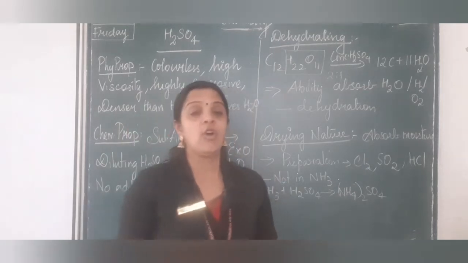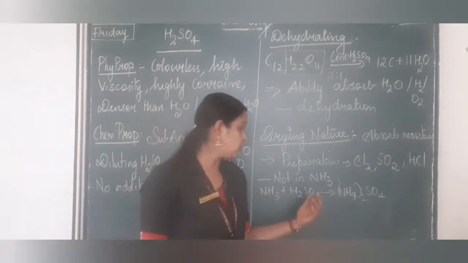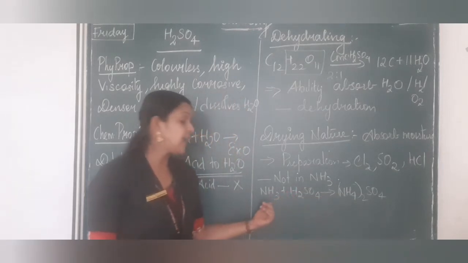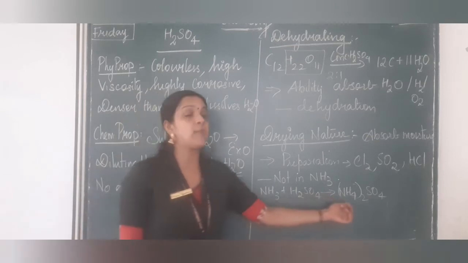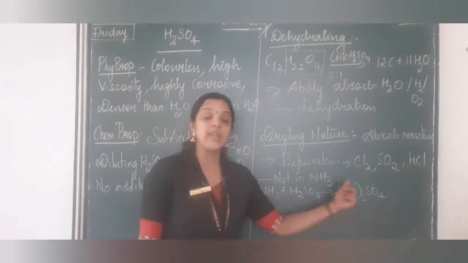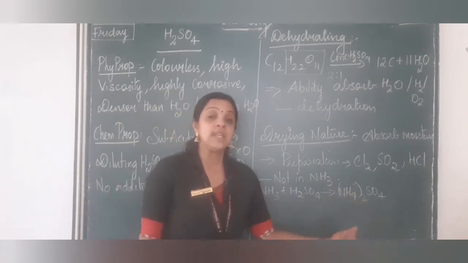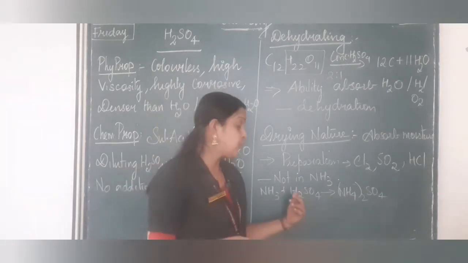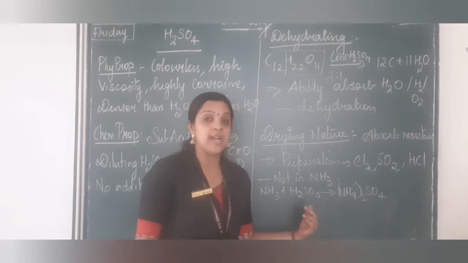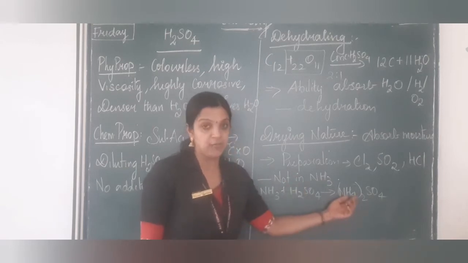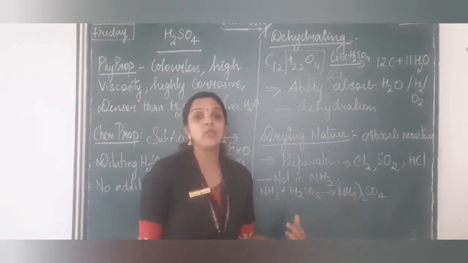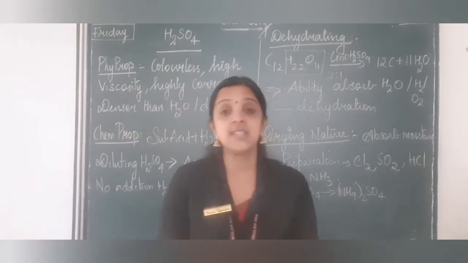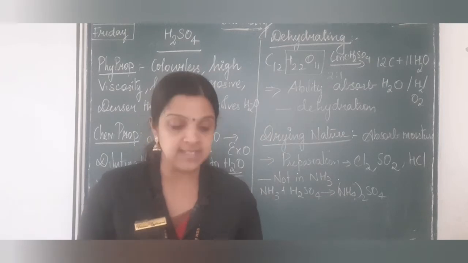Simple reason: in any preparation of ammonia we don't use sulphuric acid, because sulphuric acid can react with ammonia to form ammonium sulphate. Once this ammonium sulphate is formed, we will not be getting our desired product, that is ammonia. We want the production of ammonia and not ammonium sulphate. So we never use sulphuric acid in the preparation of ammonia. With this, the drying property of sulphuric acid is over.